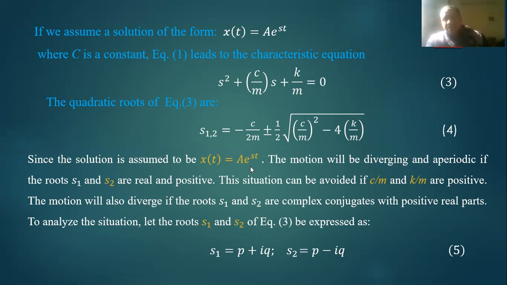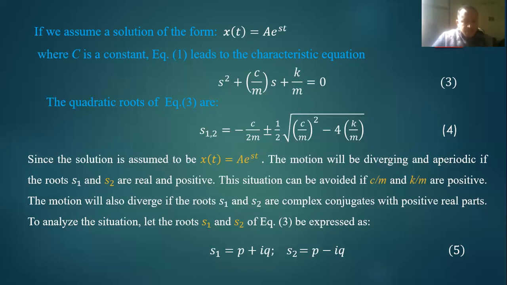The motion will diverge and be aperiodic if the roots s1 and s2 are real and positive. This situation can be avoided if c over m and k over m are positive. The motion will also diverge if the roots s1 and s2 are complex conjugates with positive real parts.